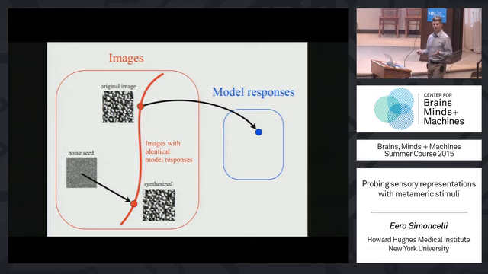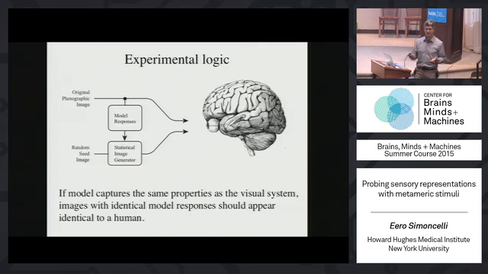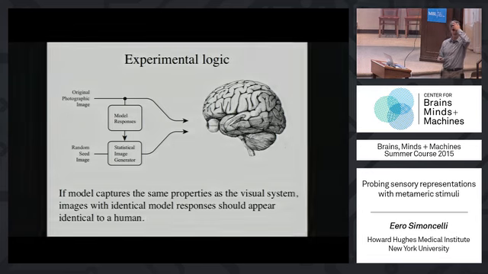And then finally, the scientific or experimental logic is to test this by showing it to a human observer. So we have the original image, and then we compute the model responses. We generate a new image, and we ask the human, do these look the same? And if the model captures the same properties as the visual system, then two images with identical model responses should appear identical to a human. Okay? So that's the logic. And any strong failure of this indicates that the model is insufficient to capture what is important about these images.